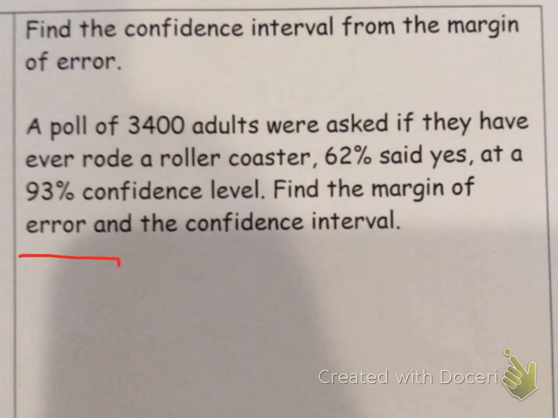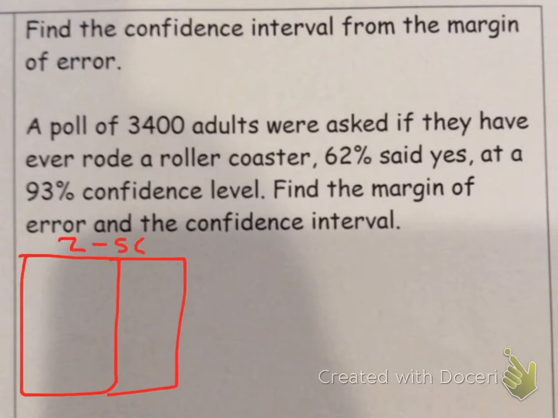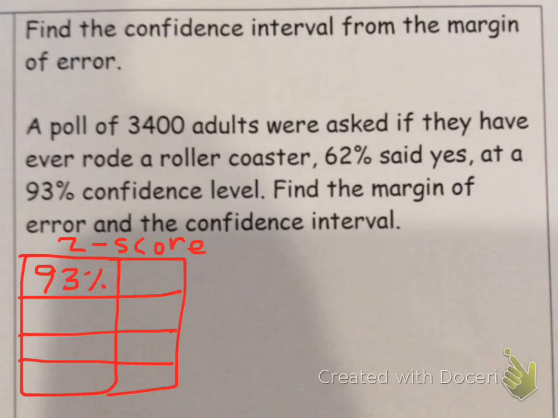So before we even get started on this part, we need to know something called a z-score. I didn't include what a z-score was or the chart of z-scores here, so I'm going to give you a part of a chart to look at z-scores. And they're done by intervals of confidence. So a 93% interval of confidence would have a z-score of 1.81.